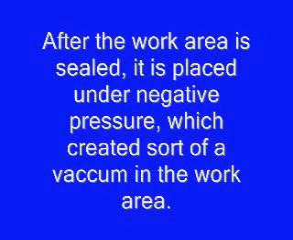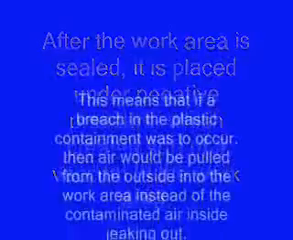After the work area is sealed, it's placed under negative pressure, which creates sort of a vacuum in the work area. This means that if a breach in the plastic containment was to occur, then the air would be pulled from the outside into the work area, instead of the contaminated air inside leaking out. This is done with a special device sometimes called a negative air machine.